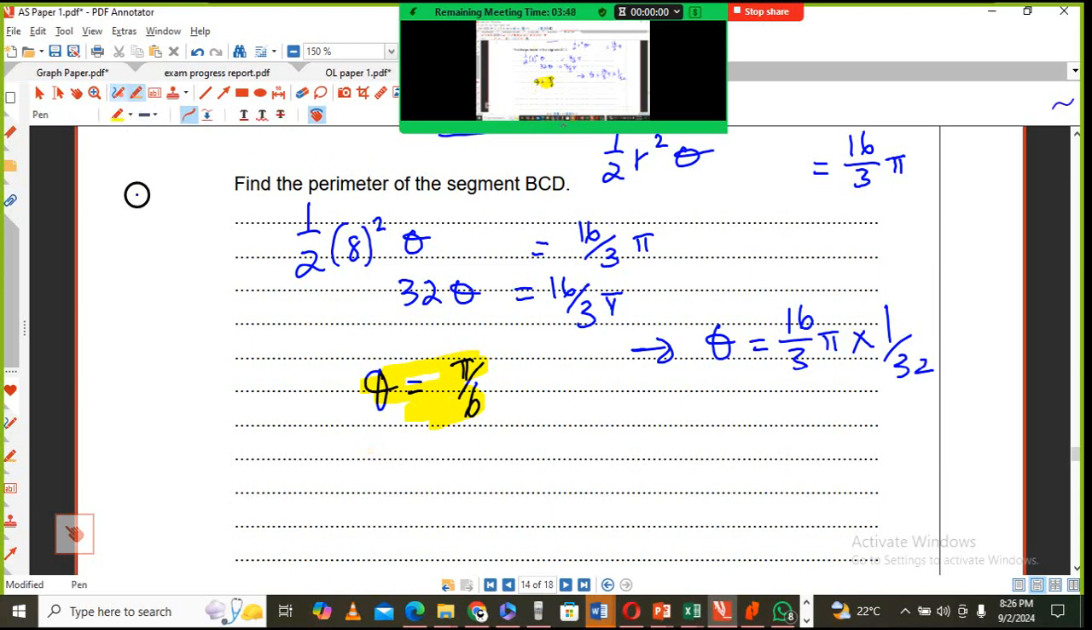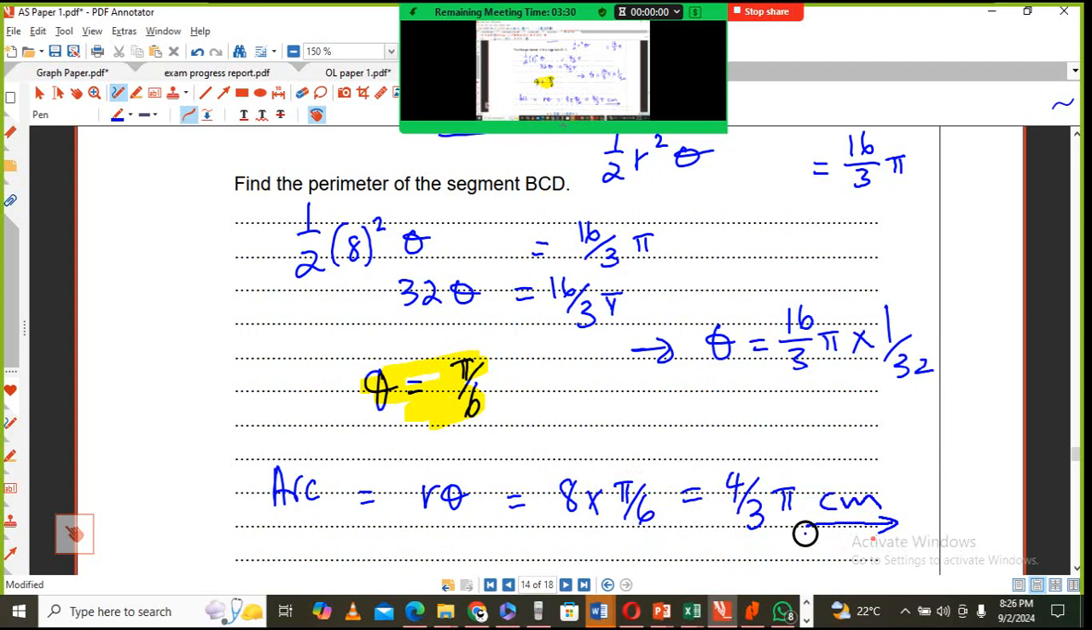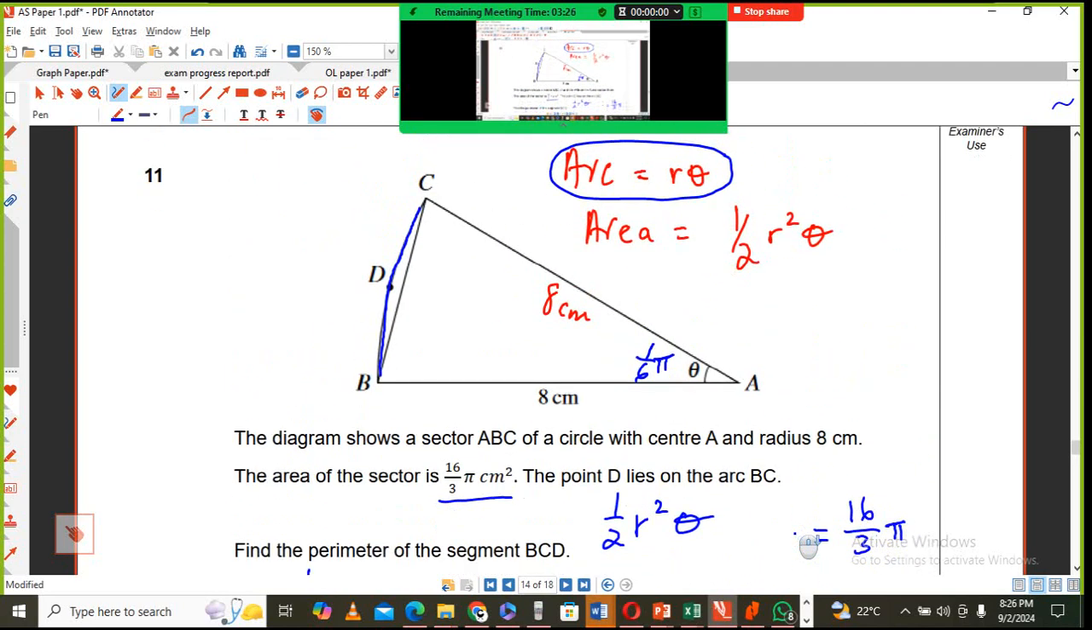Okay, so the arc length, which is r times theta, will just be our r, which is 8, and our theta, which is what? Pi over 6. Well, you can give this answer in centimeters if you want to. So that is that.